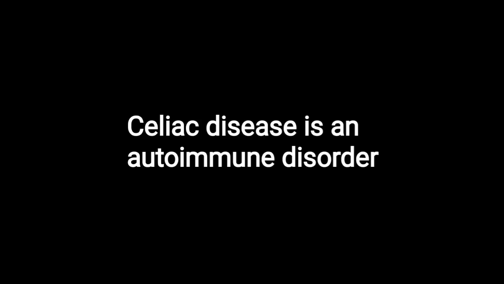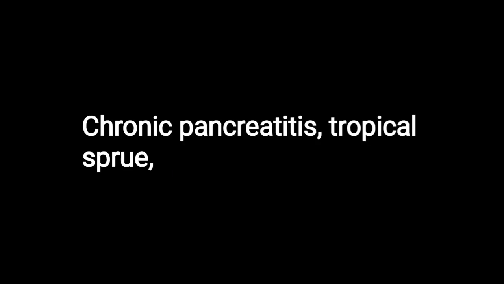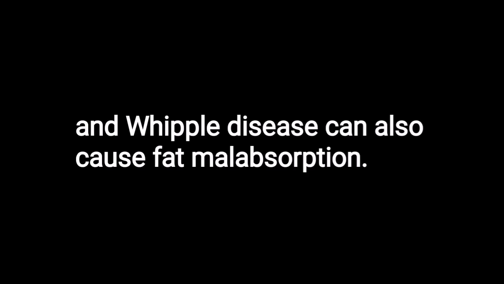222. What is celiac disease? Celiac disease is an autoimmune disorder where the body reacts to gluten, damaging the small intestine. 223. What are other conditions that can present similarly to celiac disease? Chronic pancreatitis, tropical sprue, and Whipple disease can also cause fat malabsorption.